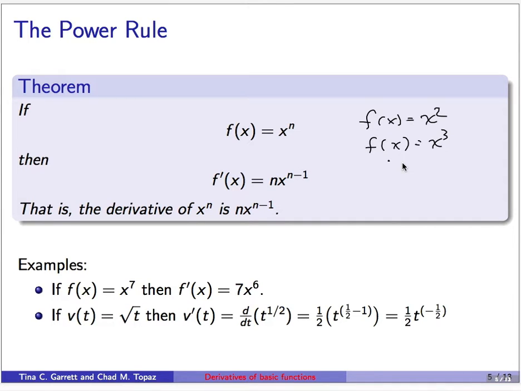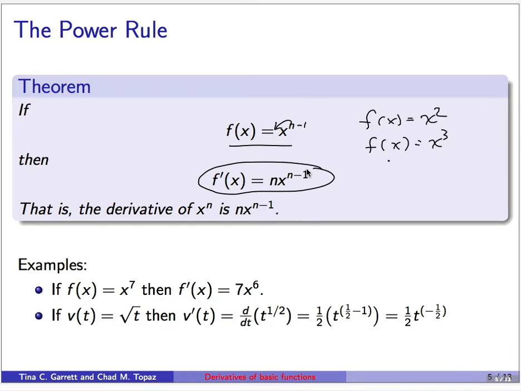You may have seen this rule before, but it's pretty straightforward, and the idea is if you're looking for the derivative of x to the n, the rule is you just take that power n and bring it down as the coefficient in front of the x, and then you just subtract 1 from that power. So you wind up getting f prime of x equals the original power times x to the power minus 1.